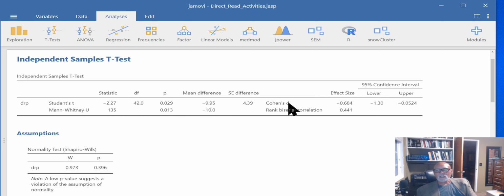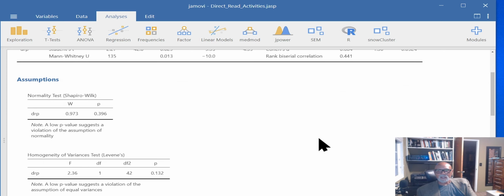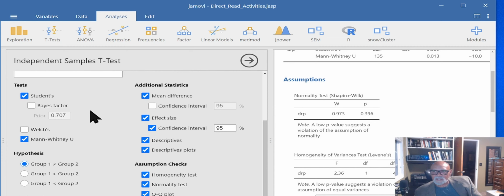And then we have the Cohen test. The Cohen is telling us the effect size for both the t-test and the Mann-Whitney if we don't meet the assumptions of the t-test. And here are lower and upper confidence intervals for the effect size of T. Okay, and so now, here's our normality test.